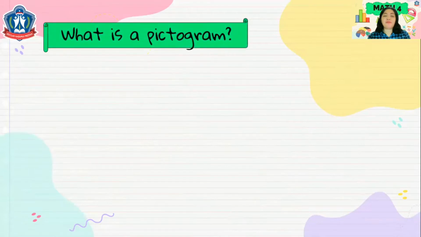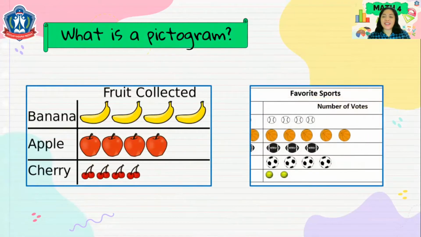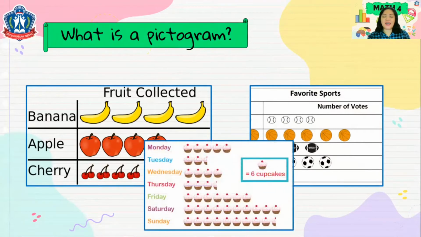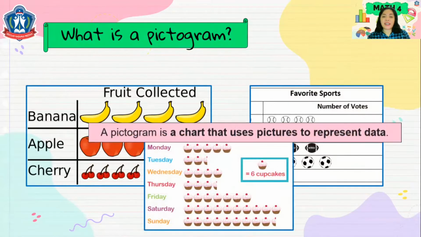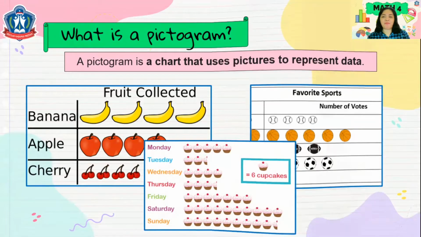Okay, let's start learning about pictogram. What is a pictogram? I have here some examples of a pictogram. What have you observed? What can you see on these pictograms? Yes, they have pictures. Because a pictogram is actually a chart that uses pictures to represent data. Okay, I have here other examples of pictogram.